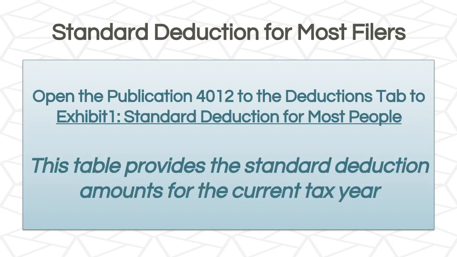So again, this will be in the Deductions tab in Exhibit 1. There's going to be the standard deduction for most people, and then after that, we'll see charts for the standard deduction that is increased based on the taxpayer's age and whether or not they're blind.